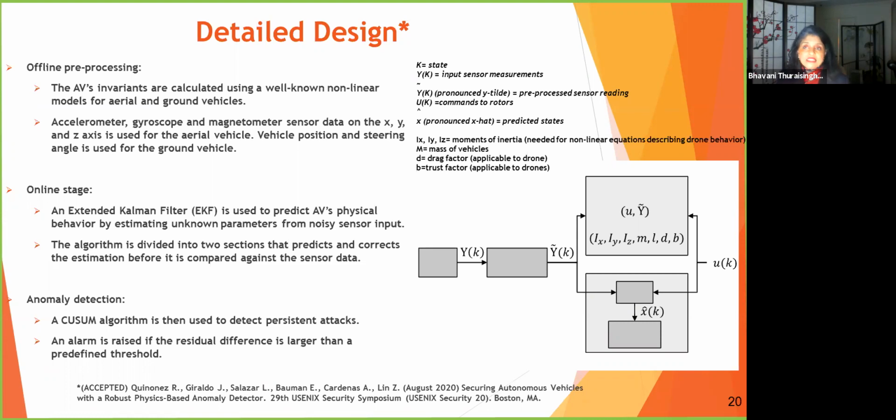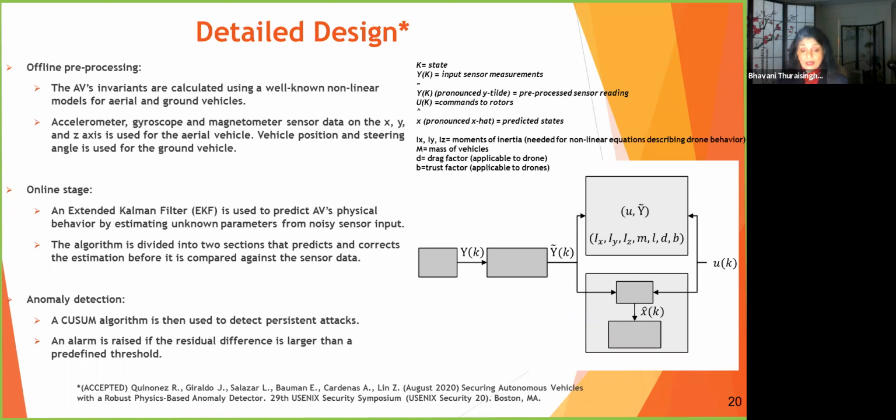So online stage, remember, stage 1 is pre-processing, offline. Stage 2, online. What do we do? An extended Kalman filter is used to predict the AV's physical behavior by estimating unknown parameters from noisy sensor inputs. Okay, that is the estimation of unknown parameters, and that's the online stage.